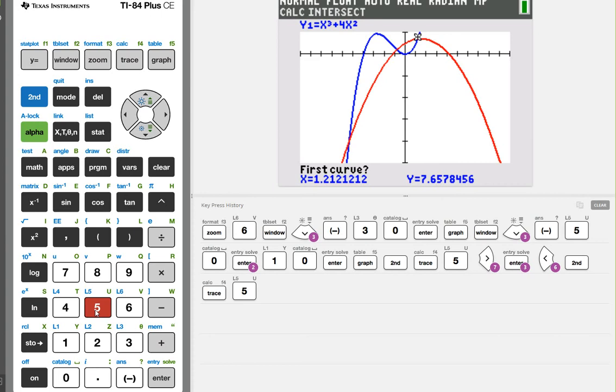When you press enter for the third time, it'll tell you your point of intersection. So if you want to go back and find this one, for instance, the second key, calc, intersect, and this one, it's close to it. Well, maybe, so press enter 3 times. 3.